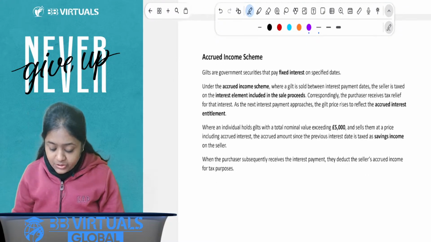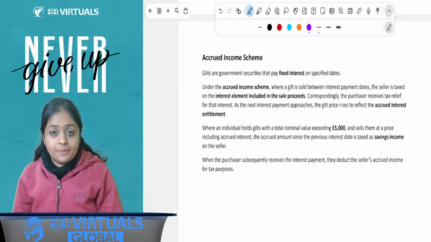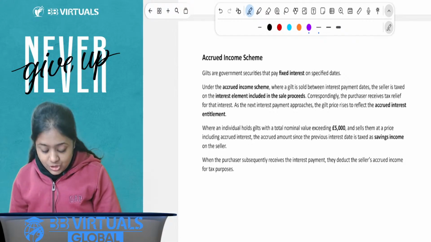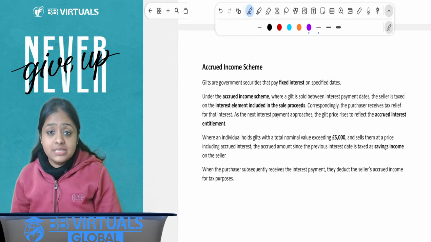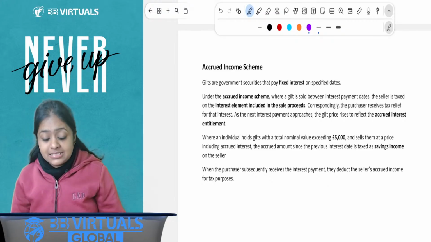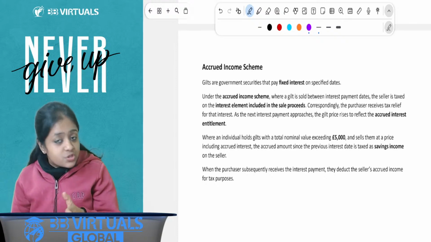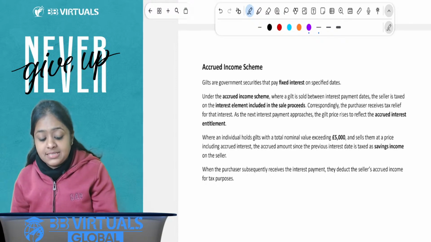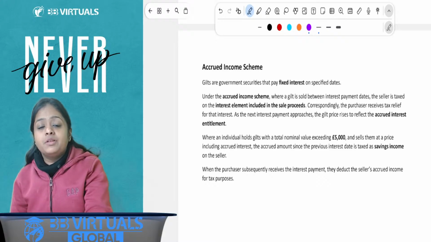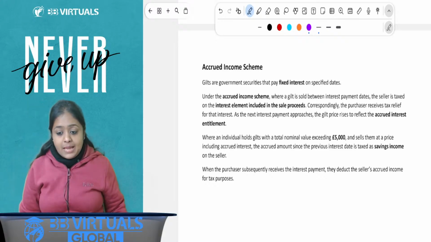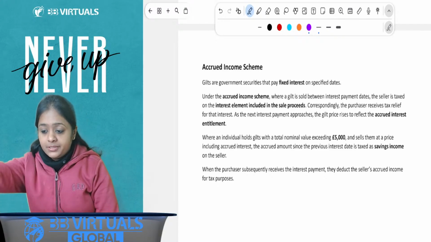Let's look further at the last topic of this chapter, which is the accrued income scheme. After that, I'll discuss the pro forma changes for the ATX students, because most of the things will remain the same as the basics in taxes, just that there will be pro forma changes and some other changes applicable. So let's look here.